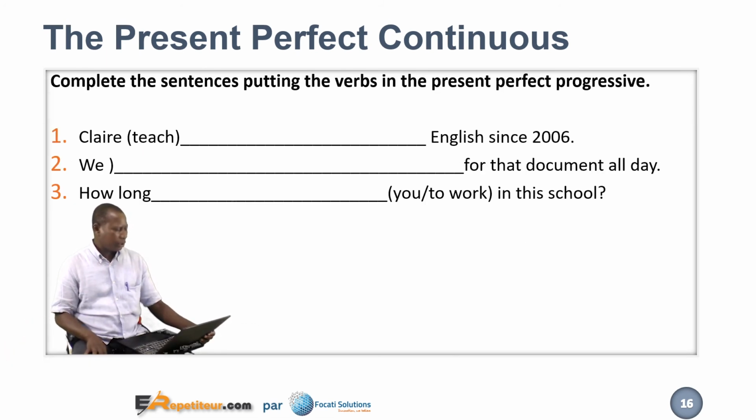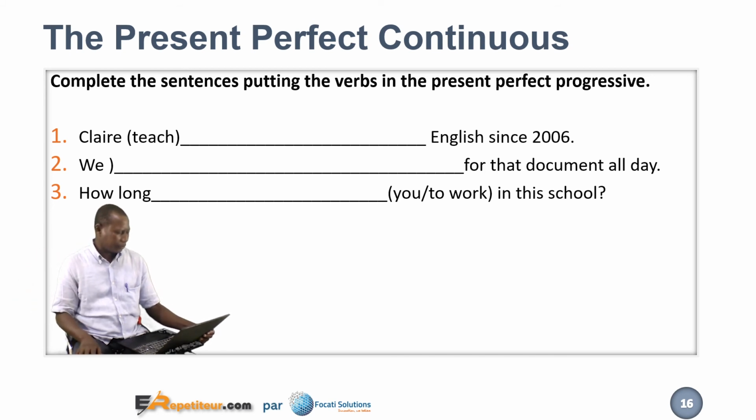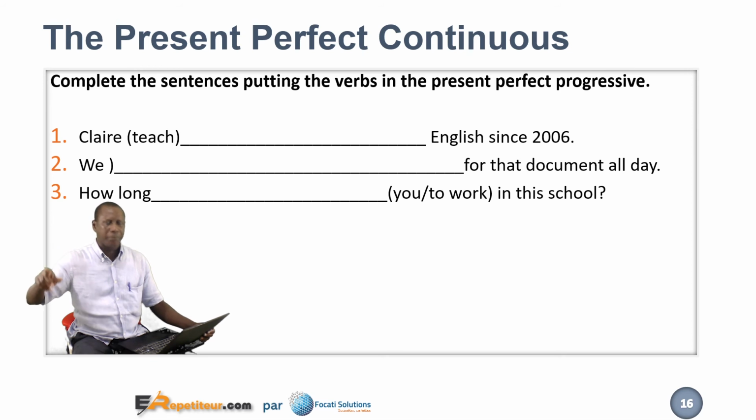So let's practice then using the present perfect continuous. Sentence number 1. Claire to teach English since 2006. Yes. Claire has been teaching English since 2006. Number 2. We was a document all day. To look. We're going to use to look. Okay? We have been looking for that document all day. Number 3 is how long? How long you to work in this school? How long have you been working in this school?